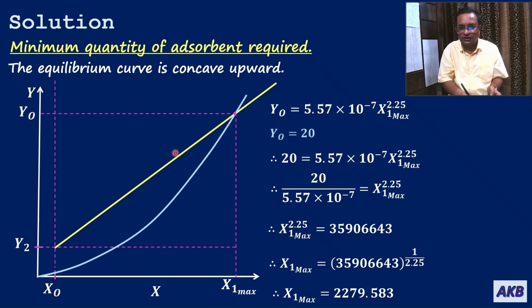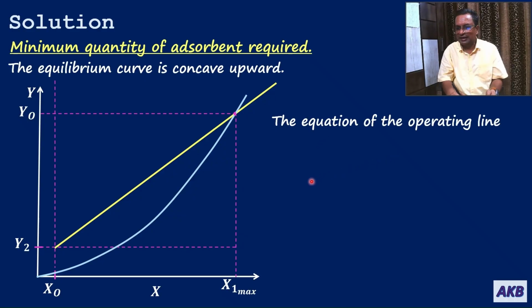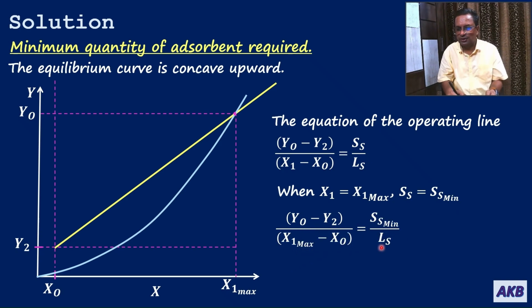So once x1 max is known to you, the next task is to use the equation of the operating line to find its slope. From the slope you can get the minimum quantity of adsorbent that can be used. Let us move on. The equation of the operating line: y0 minus y2 upon x1 minus x0 is equal to SS upon LS. But if x1 is x1 max, S will be SS minimum, the minimum quantity of adsorbent. So y0 minus y2 upon x1 max minus x0 is equal to SS minimum upon LS. Only SS minimum is unknown. You just have to solve that.